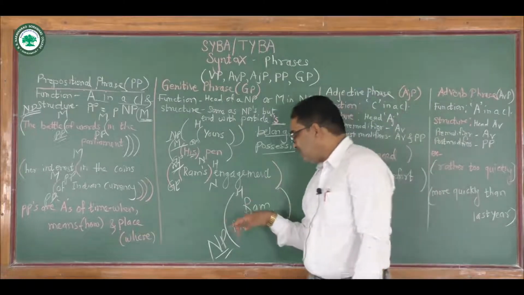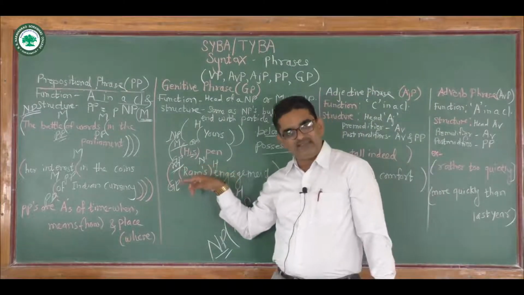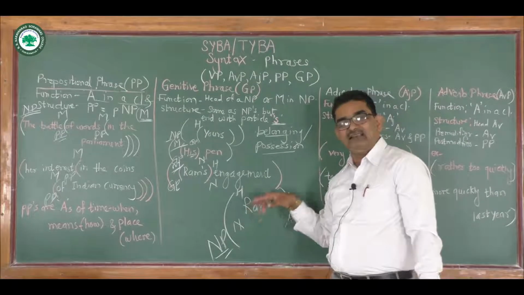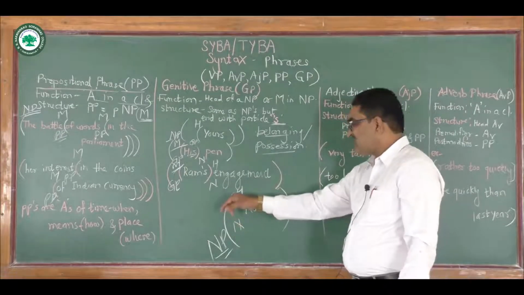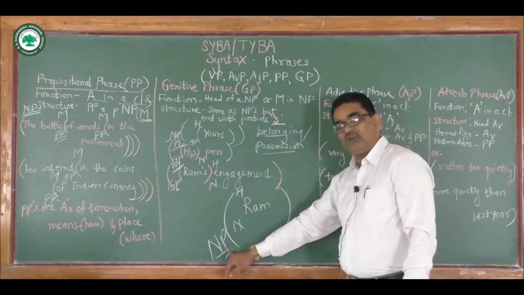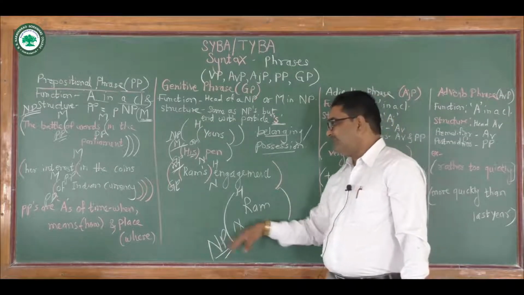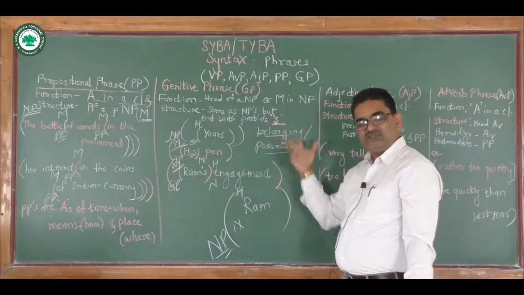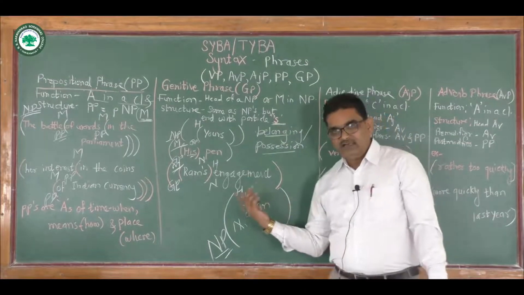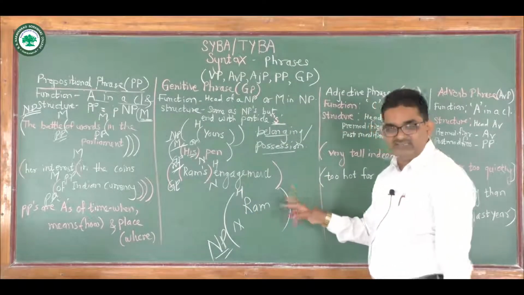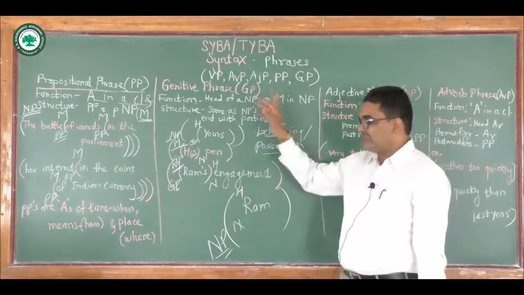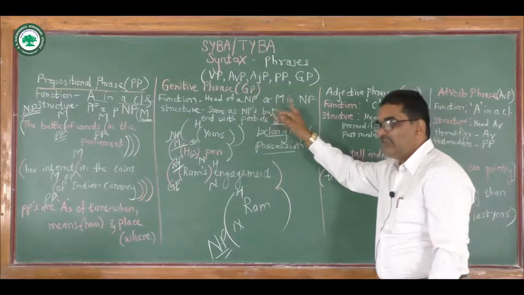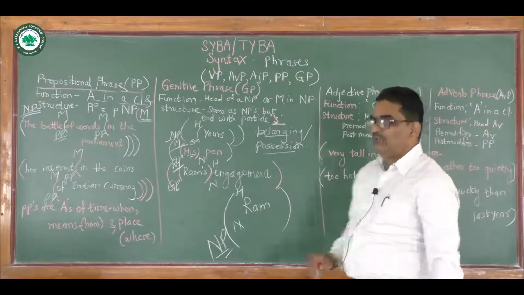Likewise, by adding 's to Ram, it has become a genitive phrase. Otherwise, individually, Ram functions as the head of a noun phrase. The phrase is a noun phrase, and the word class of Ram is noun. Here also it is a noun, but with the adding of the particle apostrophe s, it has changed the phrase structure, and it has become a genitive phrase. That is the major change to remember in the case of the genitive phrase.